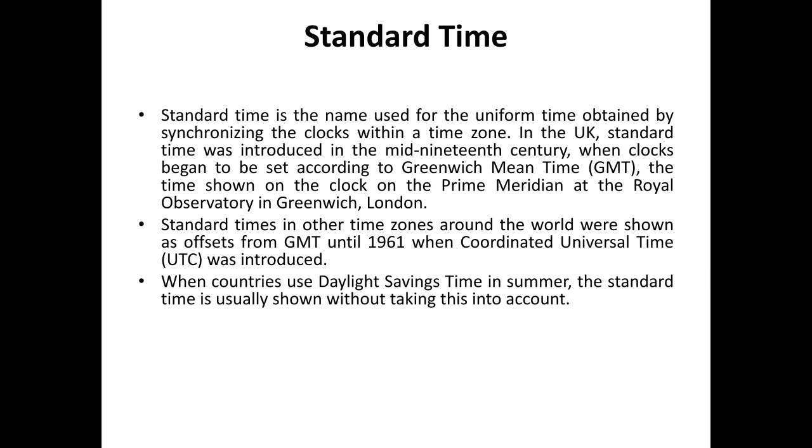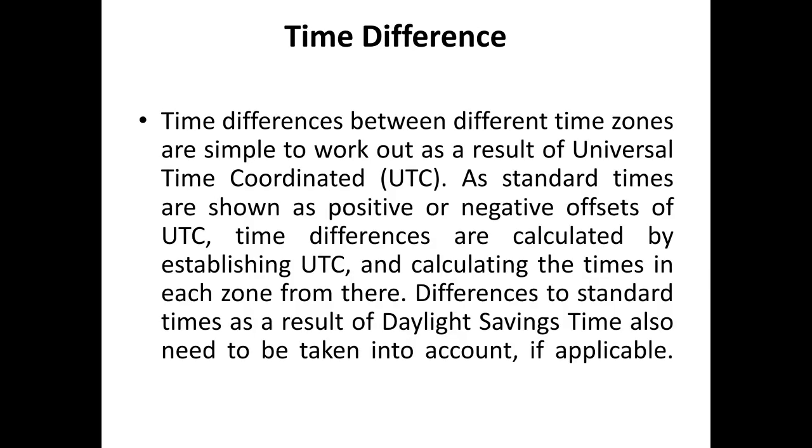The prime meridian, which passes through Greenwich near London, is measured as 0 degree longitude, and therefore the time on it is considered to be the Greenwich Mean Time. Standard time in other time zones around the world was shown as offsets from GMT, Greenwich Mean Time, until 1961 when Coordinated Universal Time was introduced. When countries use daylight savings time in summer, the standard time is usually shown without taking this into account.